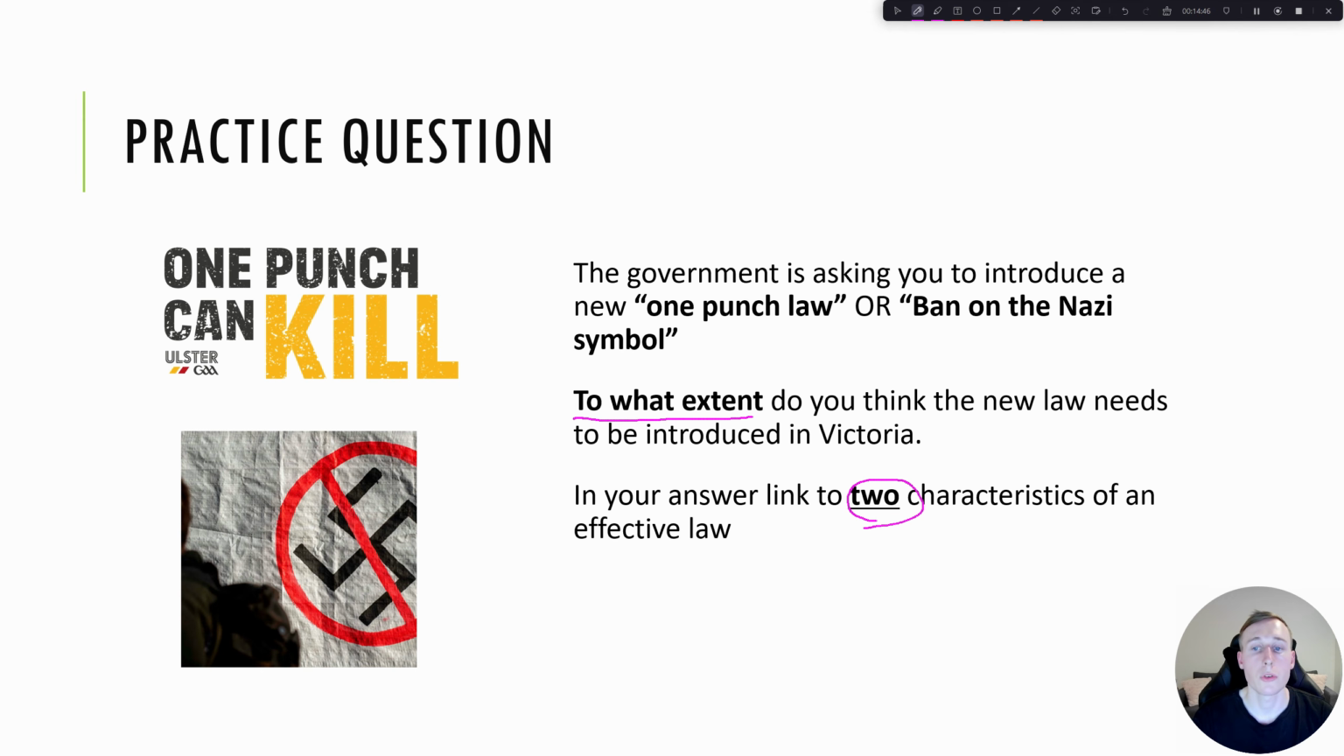If you choose to go with banning the Nazi symbol, for example, you might like to say that you agree this new law needs to be introduced to a great extent, starting off with the extent to which you agree. Then you would maybe want to start with the characteristic of reflects society's values, because the majority of people agree that it's a symbol of hatred and it should be banned. So you go along that argument there. That's a really good practice question. Or for any new law you can find online, you can have a go at applying the characteristics to that particular concept. But this is just an example.